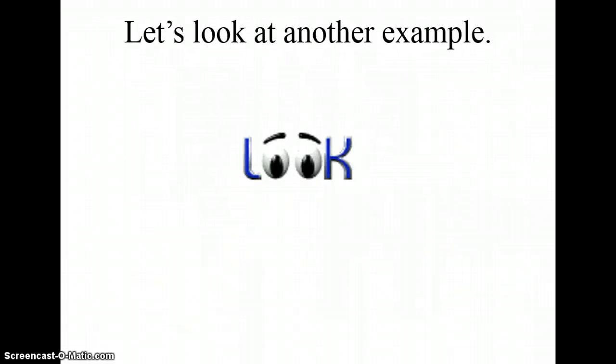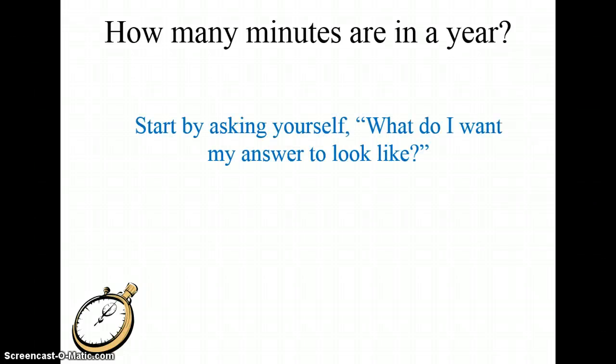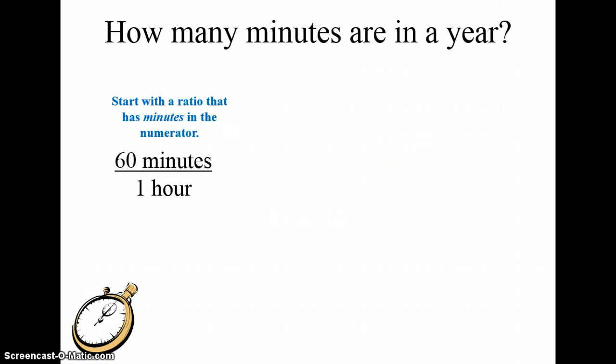Let's look at another example. How many minutes are in a year? Now remember, there are several ways that you can answer this, but I might want to start by asking myself, what do I want my answer to look like? What unit do I want in the numerator? What unit do I want in the denominator? Well, I'm comparing minutes and years, so I need to know how many minutes are in 1 year. So in the end, I need to have minutes in the numerator and year in the denominator.